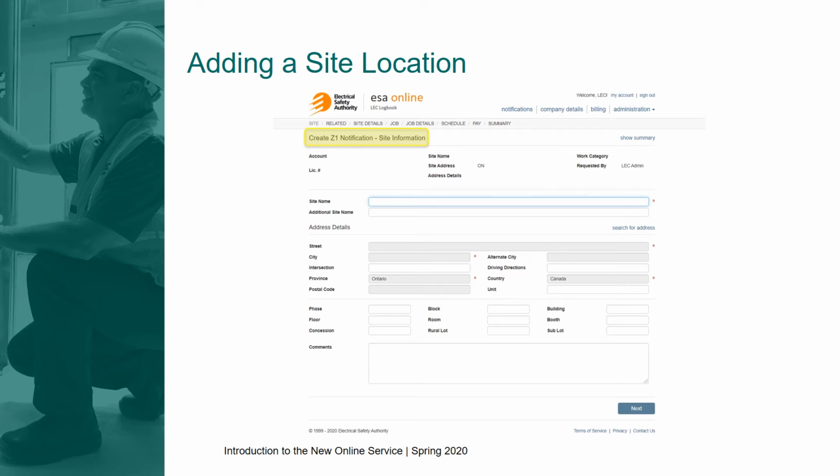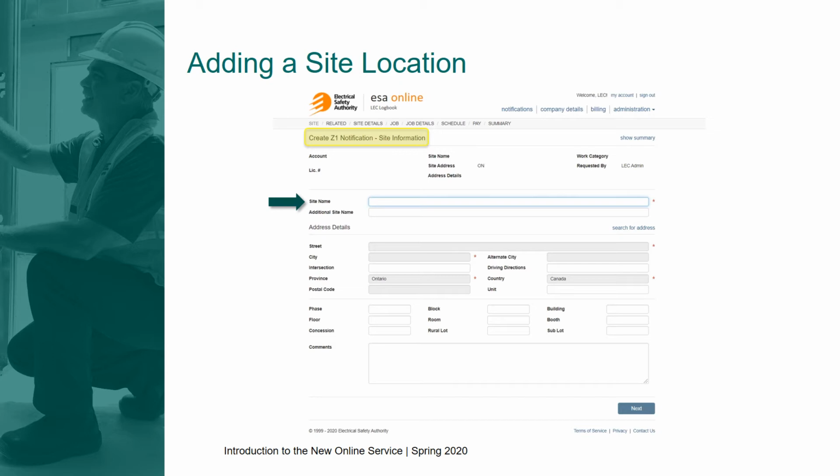The first page of the Create Notification screen is Site Information. This is where you add the location of the site where the work is being done. The first thing you need to do is name your site under Site Name. This example is a home renovation, so the site name is the homeowner.